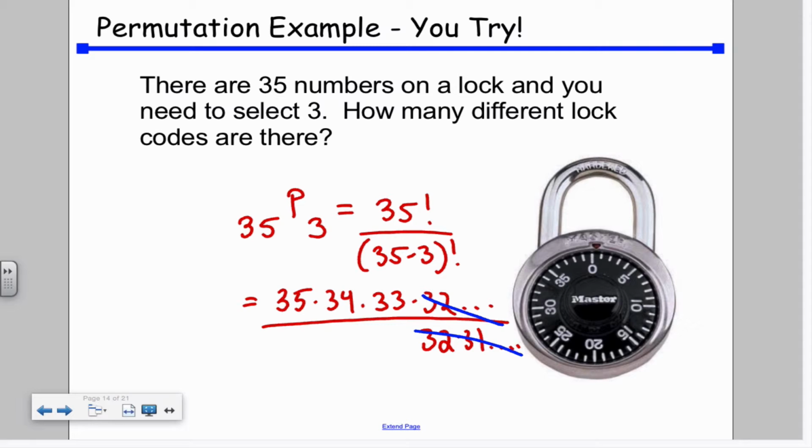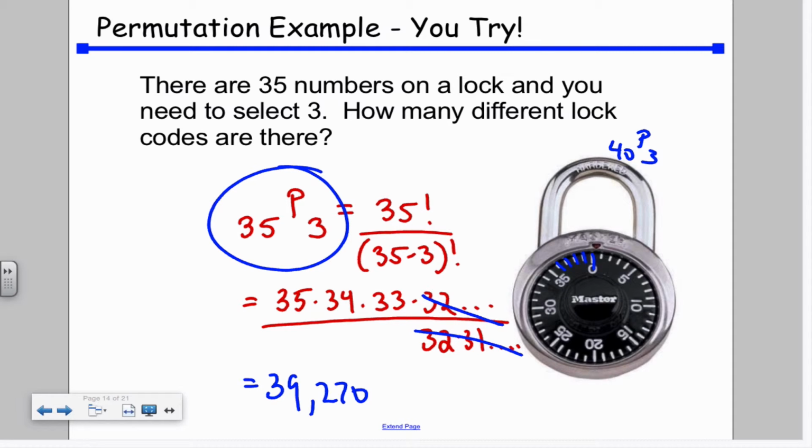I got 39,000. Let's see, I got 39,270. And that would be if there are 35 numbers. It looks like this particular lock in the picture has more, like 36, 37, 38, 39, and then counting 0 would have 40. So if we were doing it for this particular lock, it really should be 40P3, but for the example, the word problem, we would go 35P3. So you can imagine just trying to guess a code, you'd have a 1 in 39,270 chance of getting it right.